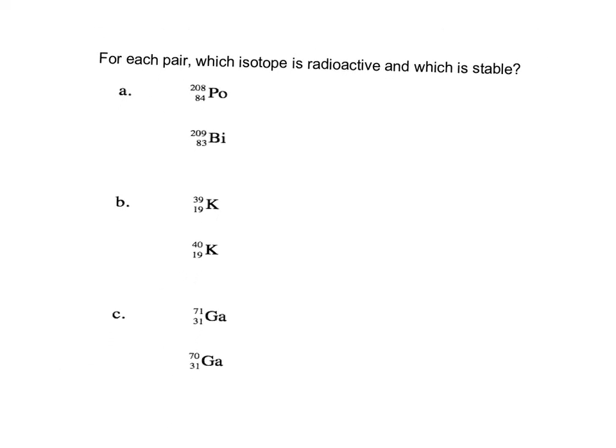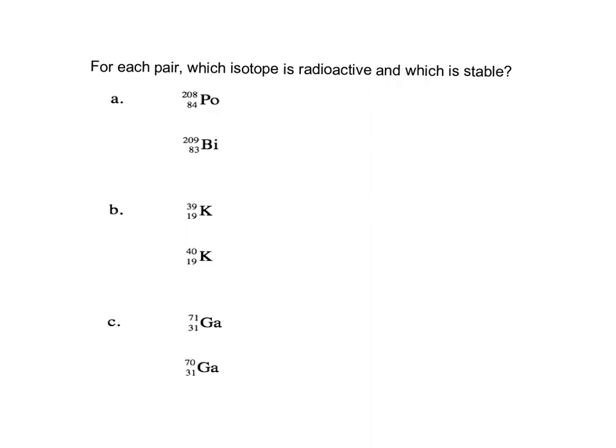And what if we had two isotopes? Can we predict which one is stable and which one is radioactive? In other words, you have a pair, and you want to decide which one in the pair is radioactive and which one is stable.